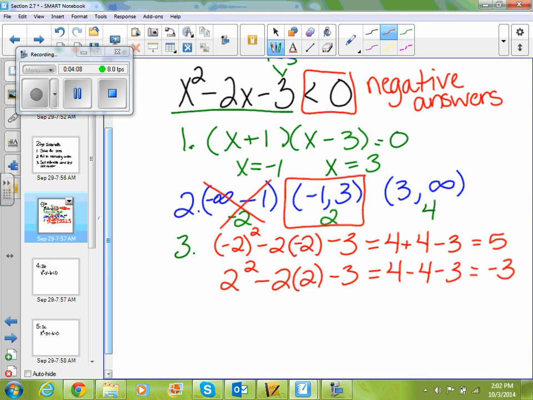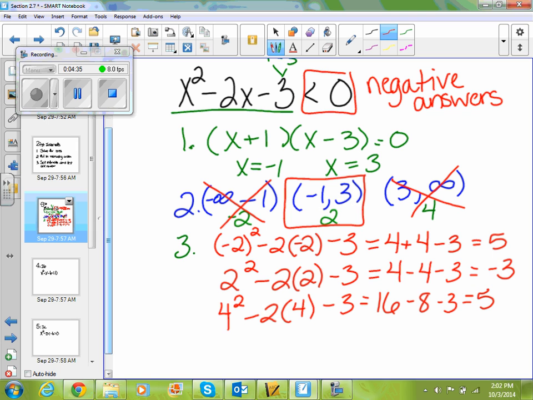And then the last number we're going to check is 4. So I'd have 4 squared minus 2 times 4 minus 3. 4 squared gives me 16. 2 times 4 gives me negative 8 minus 3. So what does 16 minus 8 minus 3 give me? 5, which is not negative. So we do not have a solution in our last test interval, 3 to infinity.